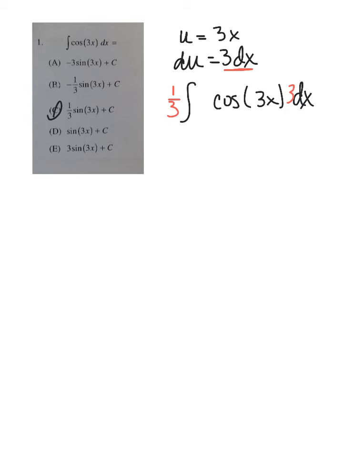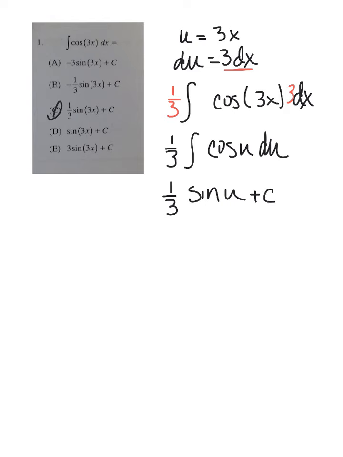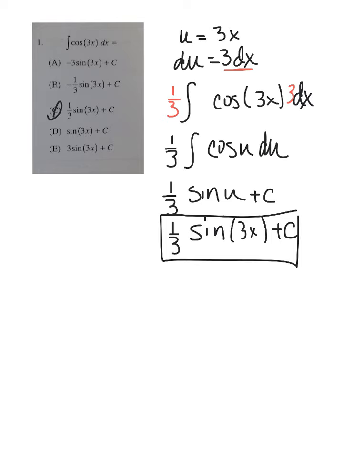1/3 out here. So then that would be 1/3 the integral of cosine u du. And the integral of cosine is sine u plus c, which is 1/3 sine of 3x plus c. And there's your answer, choice C.